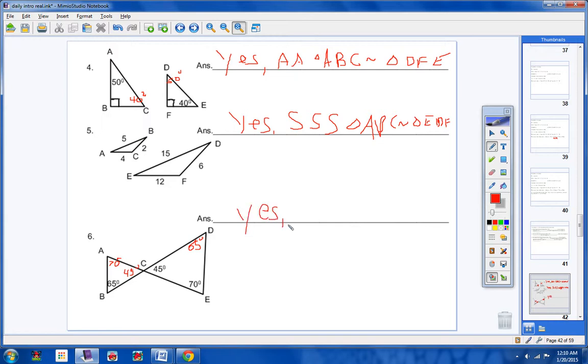Yes, by what reason? Angle. Remember, if two angles in one triangle are congruent to two angles in another, then the two triangles are similar. What would my statement be? Well, it would be this right here. And I think my mouse just quit working, so hold on one second here.